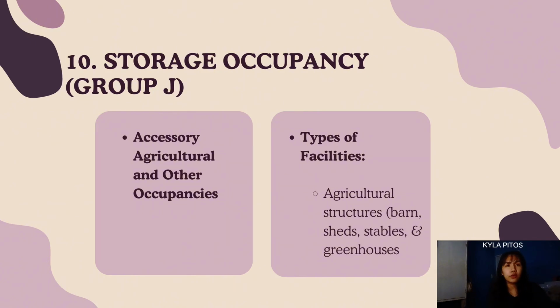The last type of occupancy is the storage occupancy, also known as Group J. Now, under this are accessory agricultural and other occupancies that relate to sheltering products, vehicles, animals, or warehouses. The types of facilities under this occupancy are agricultural structures such as barns, silos, stables, greenhouses, and sheds.